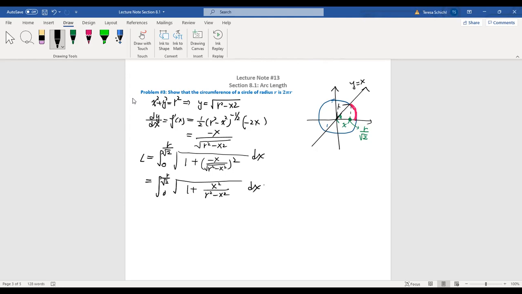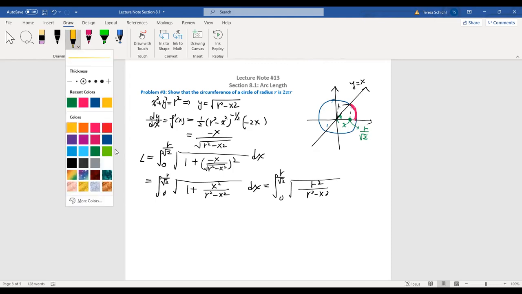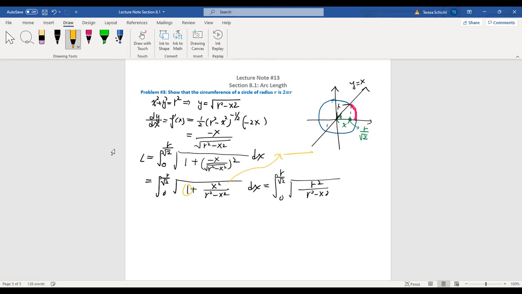Okay, then I combine to find the common denominator. So this is r over square root of 2. Inside here, when you combine it, it will be r squared minus x squared, to the r squared, right? Because you find the common denominator. So this one will be r squared minus x squared, and plus x squared, over r squared minus x squared. So that's why it's r squared over r squared minus x squared. Then you have a dx, okay?